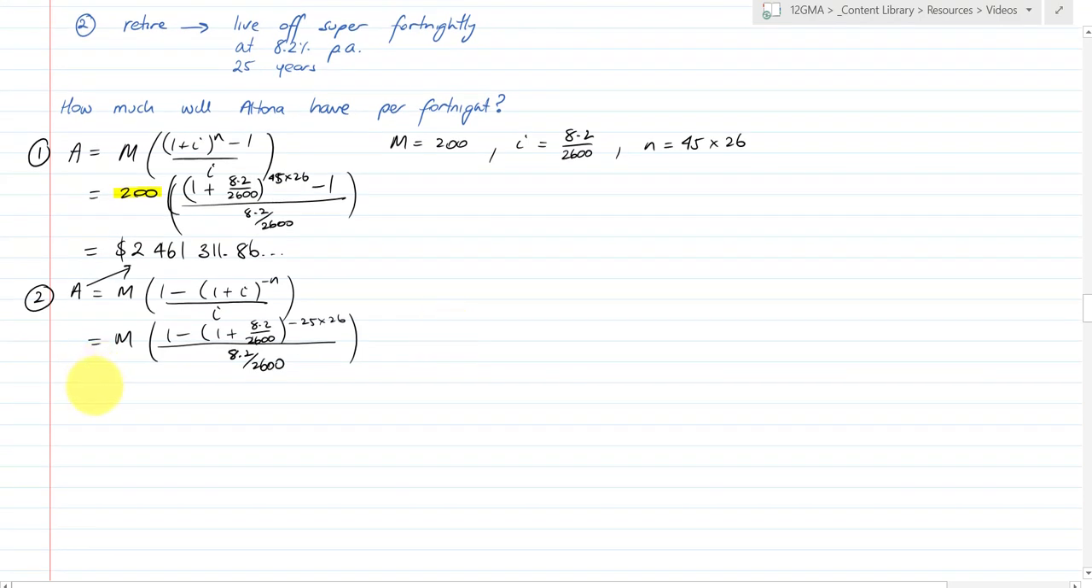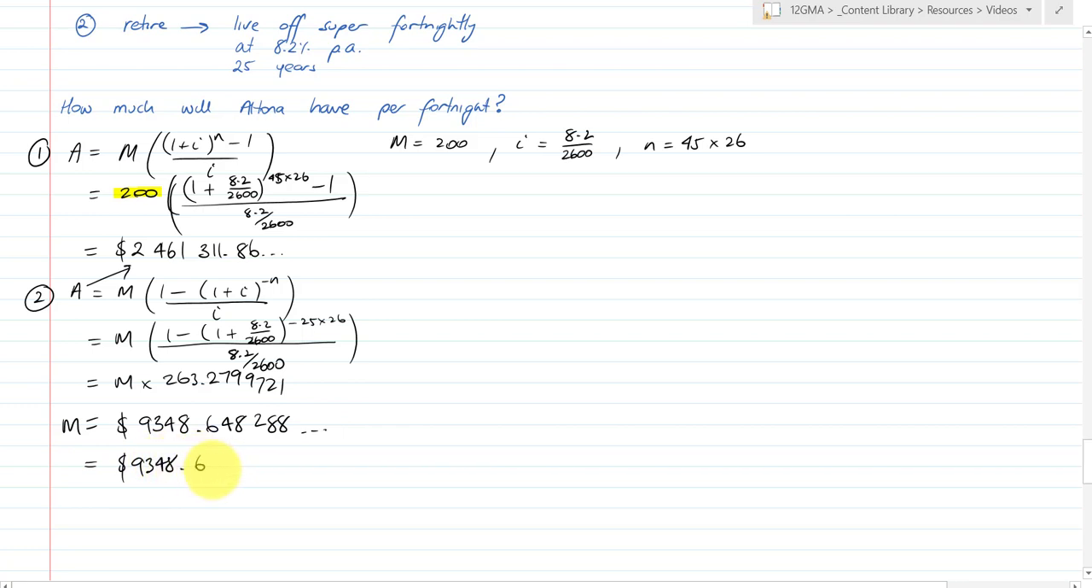And when we do this calculation, we get M times 263.2799721. And when we divide the A value by that, M comes out as being 9348.648288. And we're going to write this down as approximately $9,348.64. I could write down 65.